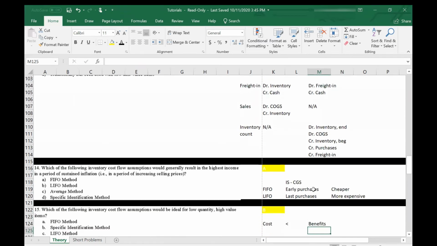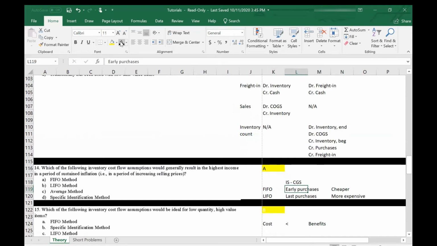Okay. 14. Which of the following inventory cost flow assumptions would generally result in the highest income in a period of sustained inflation? When you go to economics, microeconomics, or I think macroeconomics, you'll define inflation as a continuous increase in prices. So the answer here is letter A, FIFO method. Why is that so? I think the focus here is more on the CGS account.